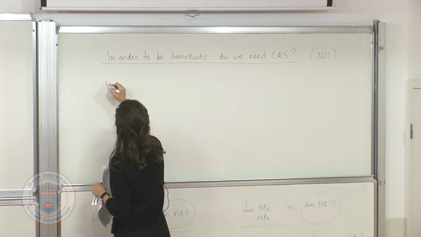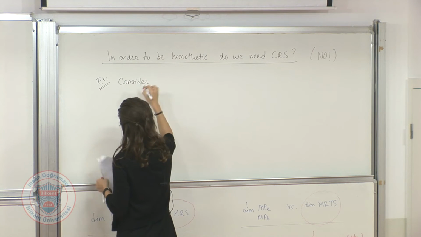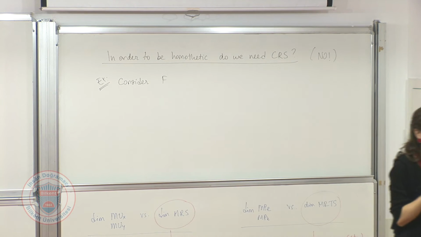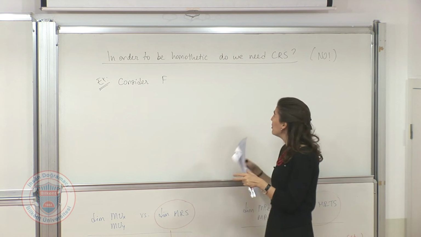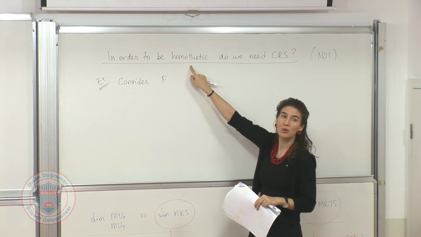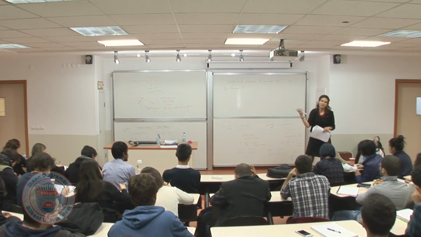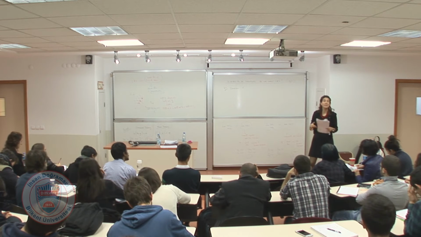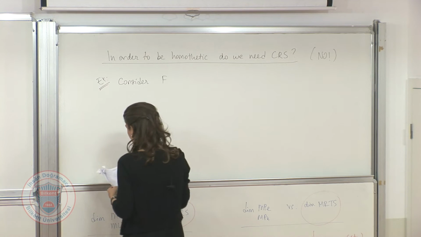Now, for instance, consider this example. So you're trying to come up with a counterexample, okay? You're trying to come up with an example which is homothetic but doesn't show constant returns to scale. Then you would say that, oh, in order to be homothetic, it doesn't have to exhibit constant returns to scale. Okay, so that's called a counterexample.